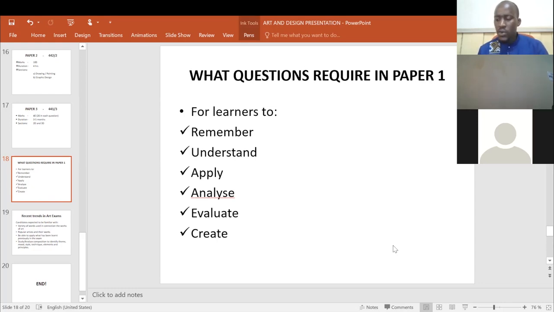Most of these questions that require analysis come in the second part, or rather Section C of the theory paper. For instance, question two.